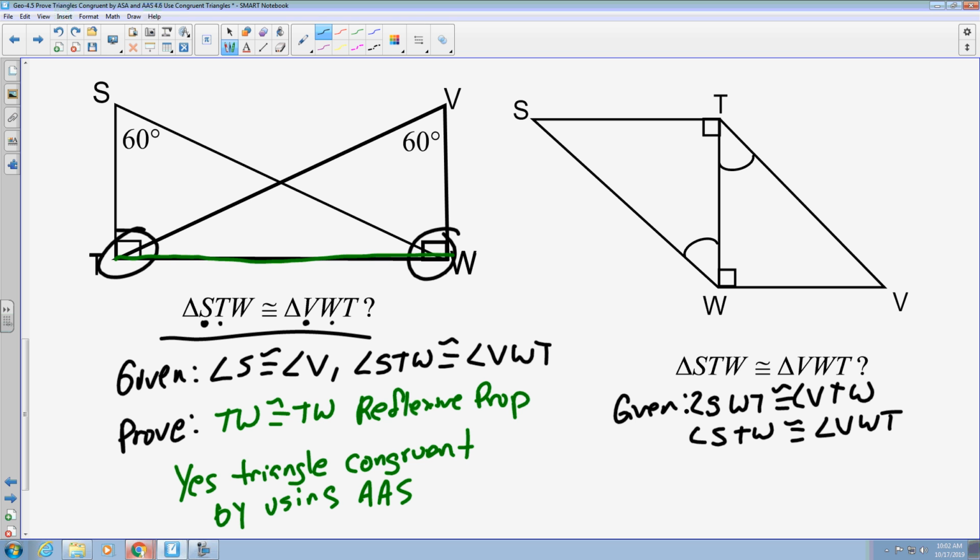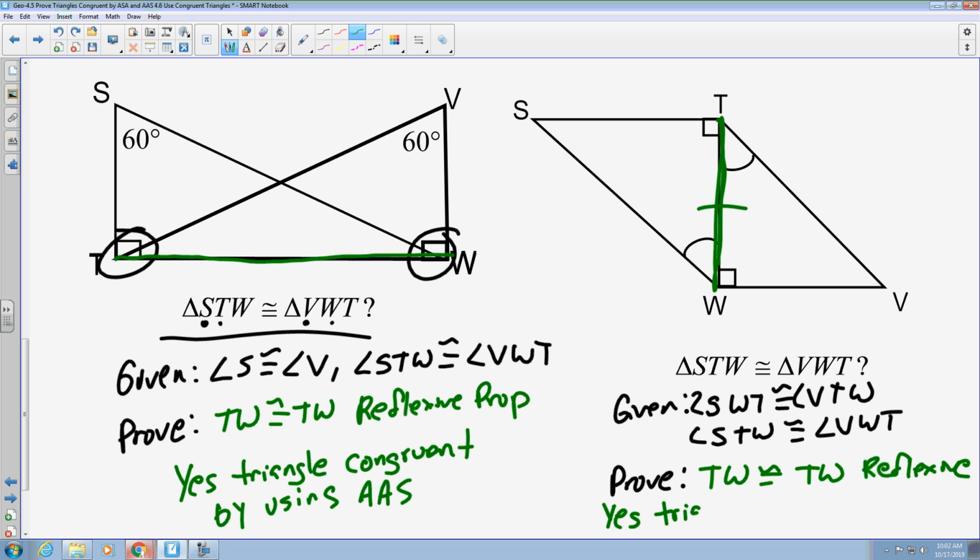So we have two angles, and now we have to figure out what we can prove. We can prove that this line segment here is shared, so I could say that TW is congruent to TW because of the reflexive property, and so I could say yes, these triangles can be proven congruent using angle side angle.